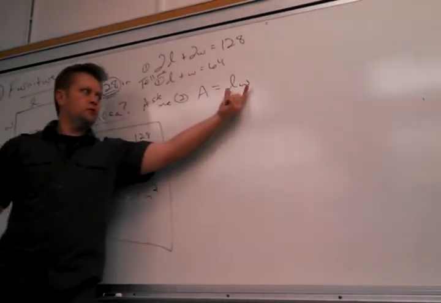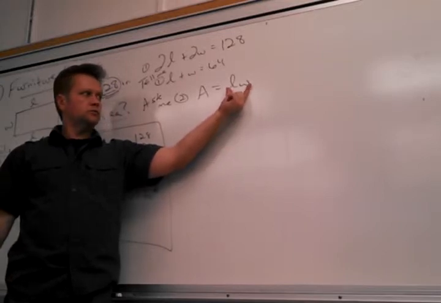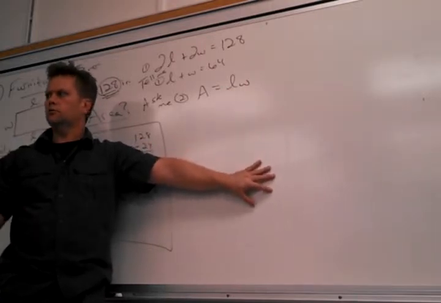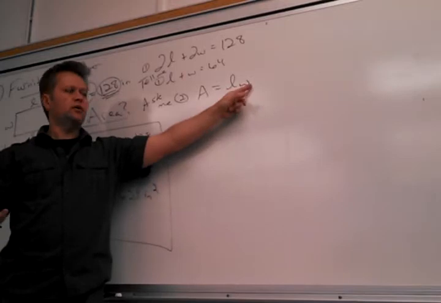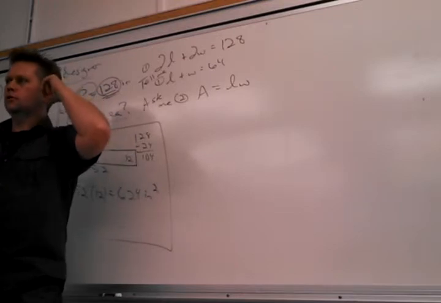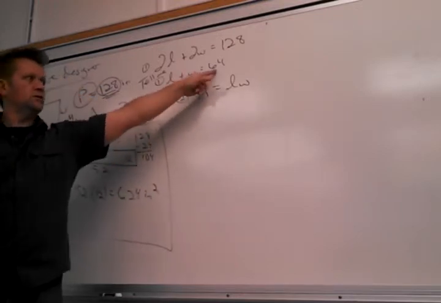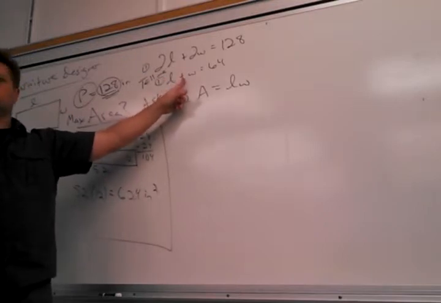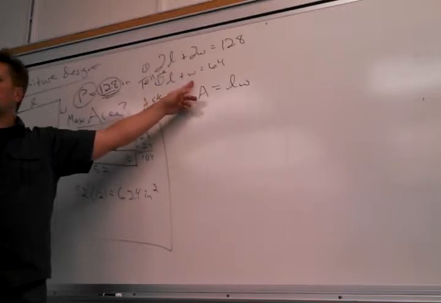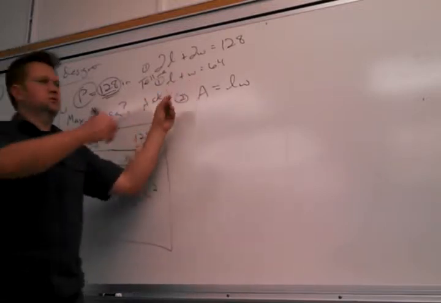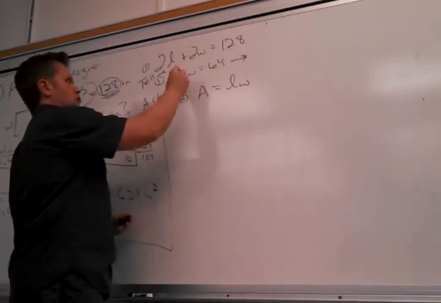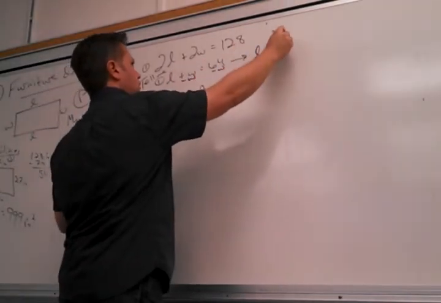Now what sucks about this equation? How many variables are in here? 2, that sucks. I want 1 variable. I can do something with that. So what can I do? There's too many variables. If only I knew something else about L and W. What do I know about L and W? Yeah, so what can I do with this equation? I can solve for L. How do you solve that for L? Subtract W. So I know L is 64 minus W.